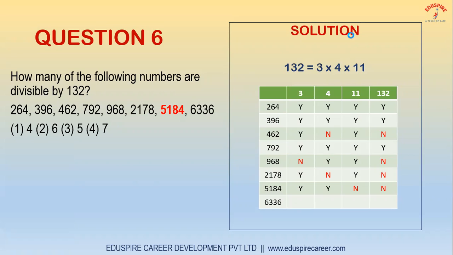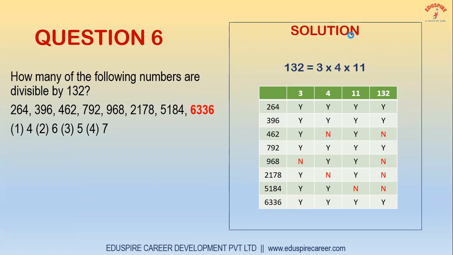Similar logic will apply for 5184. If I take the alternate digits this time, I see that the difference does not give me 0 or a multiple of 11. In fact, you see on one side 5 plus 8 is 13. On the other side, 1 plus 4 is 5. The difference between 13 and 5 is 8, which does not give me a situation where I can say it would be divisible by 11. Hence, this number cannot be divisible by 132.